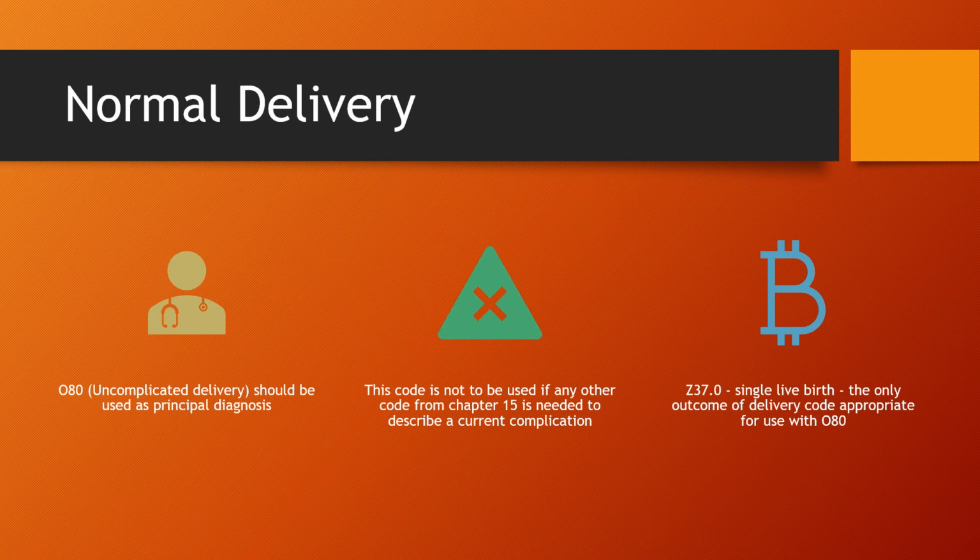Delivery is another thing that needs to be coded. For a normal, uncomplicated delivery, code O80 would be used. If any other code from Chapter 15 is included, then you cannot use O80 because it is no longer considered a normal delivery. You'll also need to provide a code to indicate the outcome of the birth, such as Z37.0 for a single live birth.